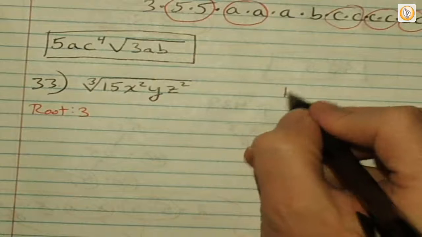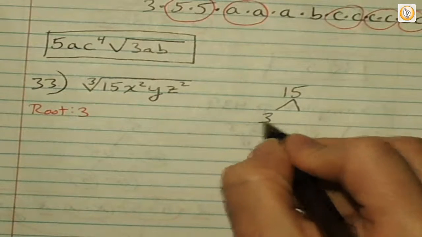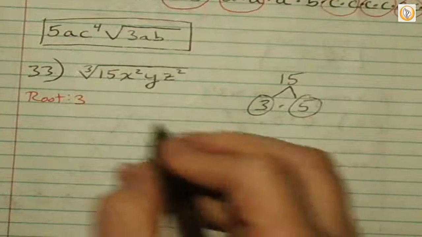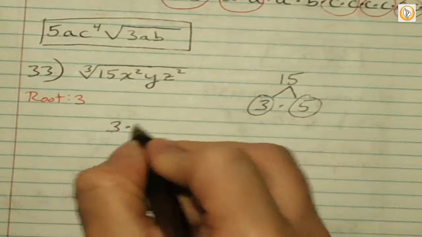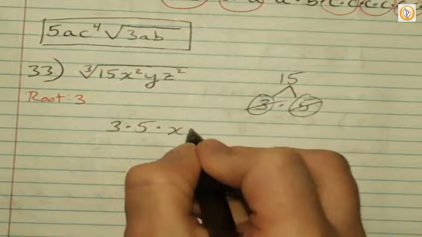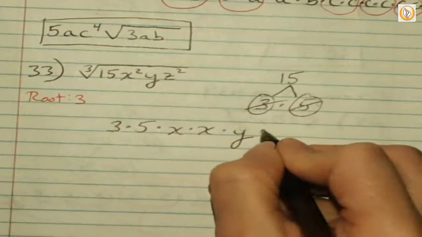All right, so I'm going to start on my factor tree. And that would be 3 and 5. 3 times 5 equals 15. Straightforward. And then that's it. So then let's write it out. 3 times 5. Okay. How many x's do I have? 2. How many y's? 1. And how many z's? 2.